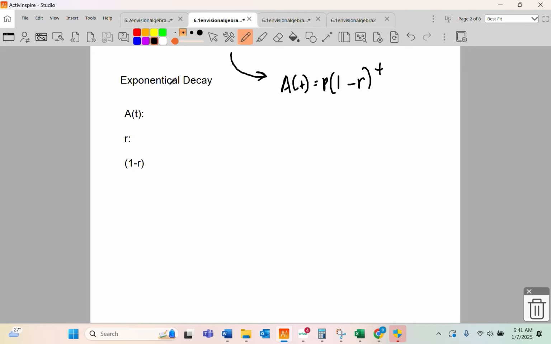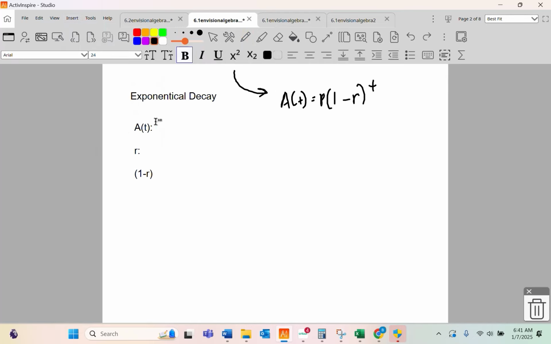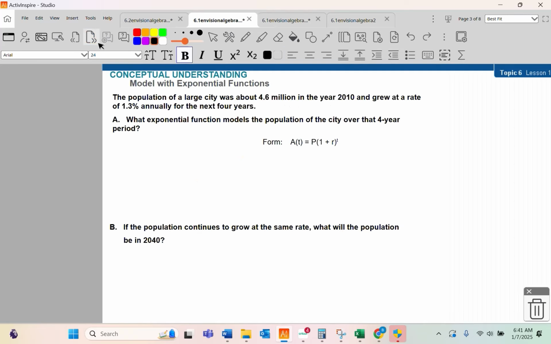So again, for your notes here, A sub t is the amount after time passes. R is literally the rate of decay. And again, it is expressed as a decimal. And then 1 minus r would be what we call the decay factor. All right, so there's 2 pages of basically notes. Time to do a problem.